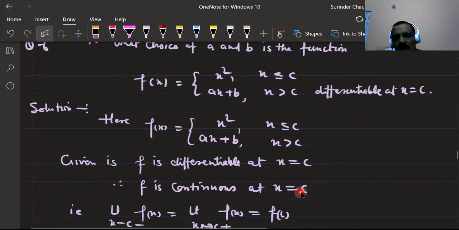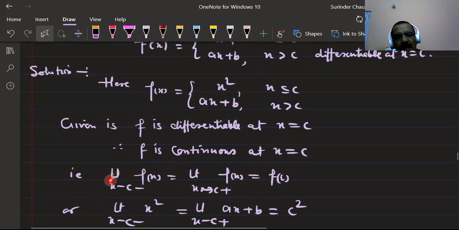Therefore, at c the limit as x goes to c from the negative side of f(x) is equal to the limit from the positive side, which is equal to f(c). f is continuous at c, since differentiable at c implies continuous at c. We get one equation. Since f is differentiable at c, the left hand derivative at c is equal to the right hand derivative at c. From the two equations, we get two simultaneous equations in a and b and we can solve them.